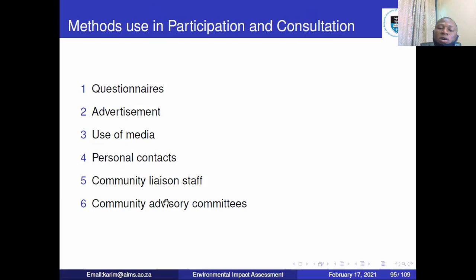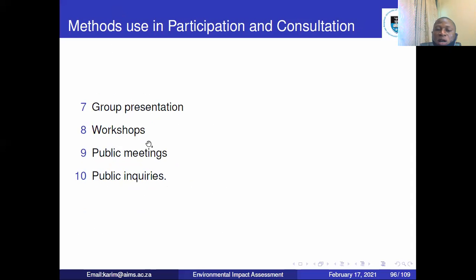Specific people, community liaison staff. You can use these people to communicate to the community about the project so that you get their views. Community advisory committee. You can consult these people and then get their views about the project. These are the methods you can use to get information from those affected by the project. You can use group presentation, organize them, go and then present to them. Workshops, you can use public meetings, then you can use public inquiries to get all this information.